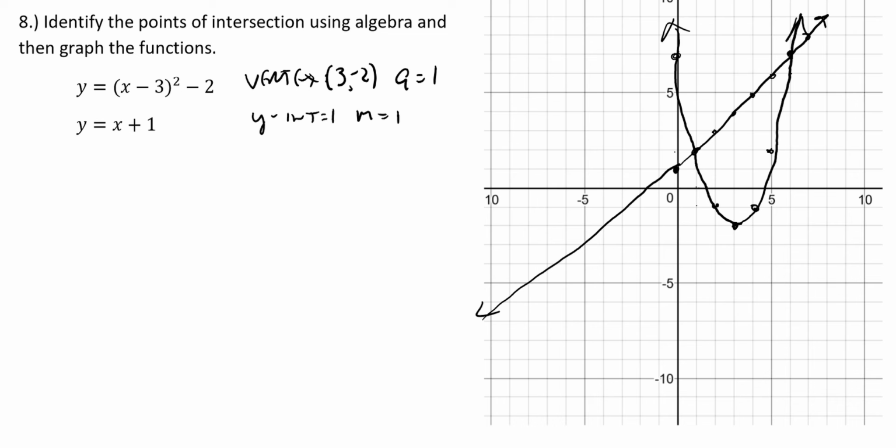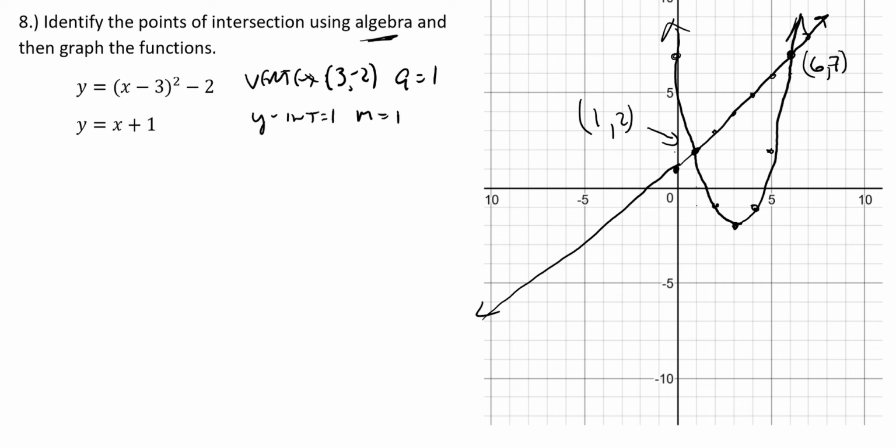So we have two intersections. So just graphically, this is going to be at 6, 7. And then our other intersection here is going to be at 1, 2. So we know what our answer should be. So now we've got to get the algebra to show that.